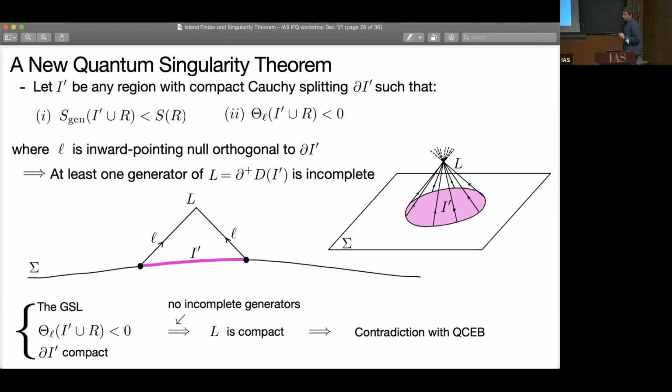Okay, but now in the next 1 or 2 minutes, I'm just going to conclude with some features and puzzles of this theorem. I should warn you that beyond this point, I'm not very certain about everything.